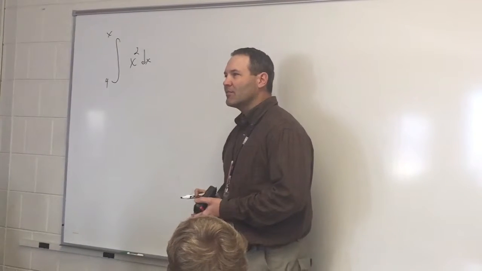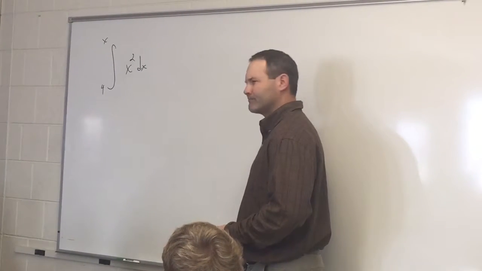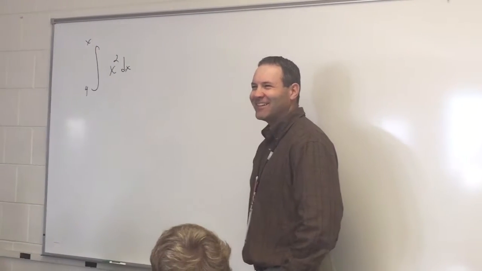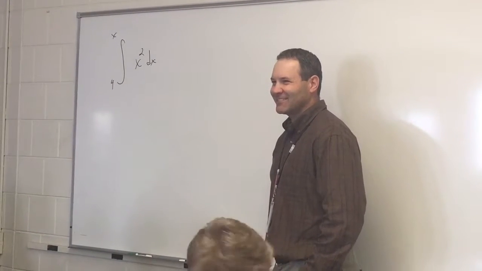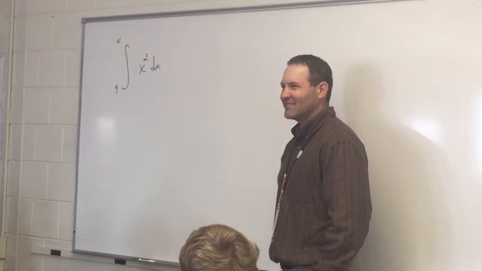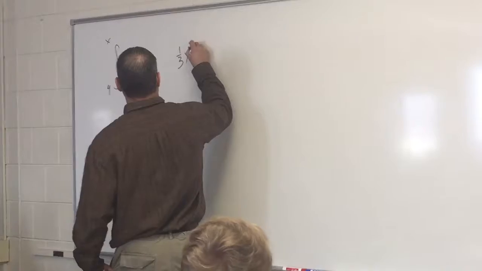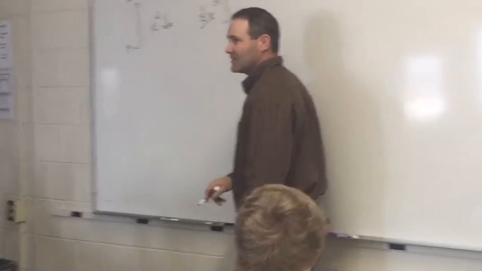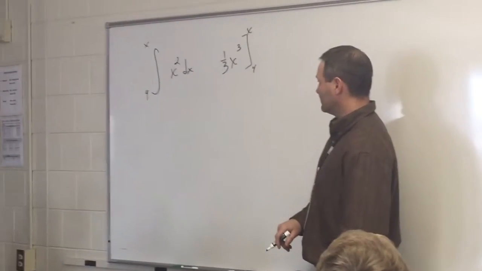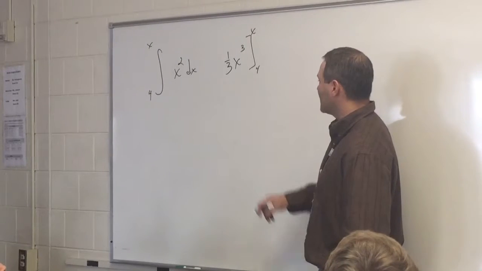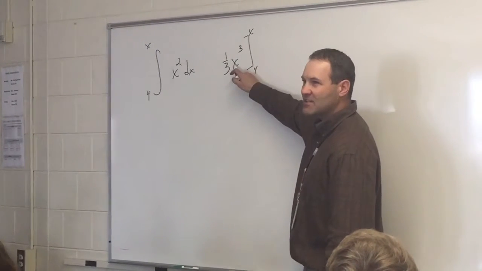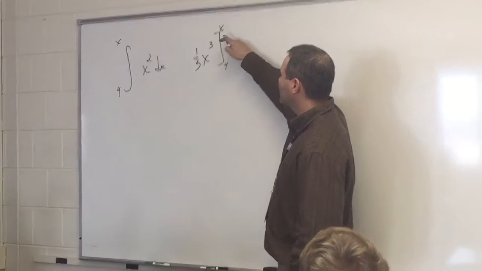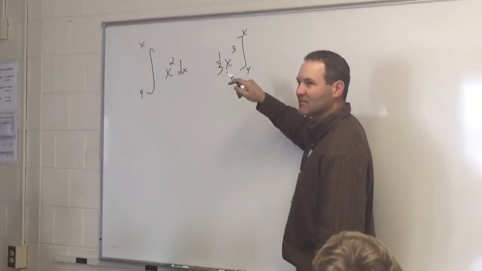Okay, what would we get if we did this? 2x plus... wait, you're going the wrong way. 1/3 x cubed, and we're evaluating it from 4 to x, right? So we are replacing our x with an x. Are those the same x's?